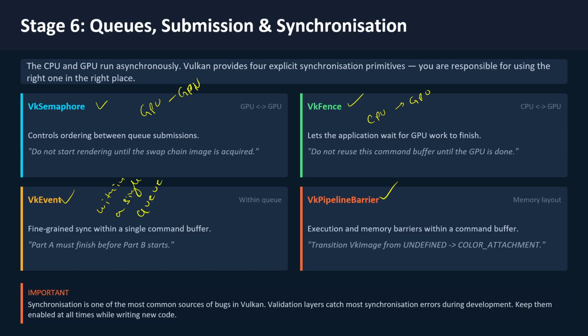But the ones which are most particularly used are VK semaphore and fence. So at least if you are going for an interview, remember all the names of these, but most importantly the synchronization mechanisms which are very common: VK semaphore for synchronization of your swap chains and VK fences for your CPU GPU synchronization.